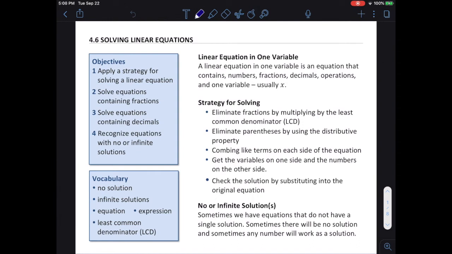All right, here we go. This lesson is about solving linear equations. And you should take a few minutes to read through this page, read the objectives, the vocabulary, and what it means to be a linear equation in one variable, and then the strategy for solving, and then what it means to have no solution or infinite solutions. And we'll talk about that further as we get further down into this video.